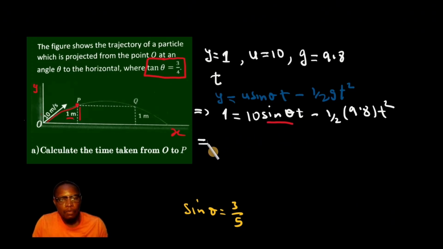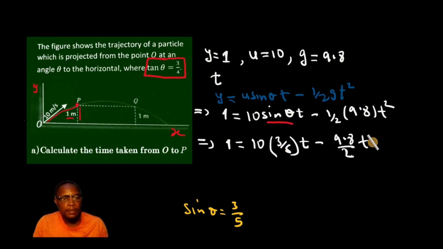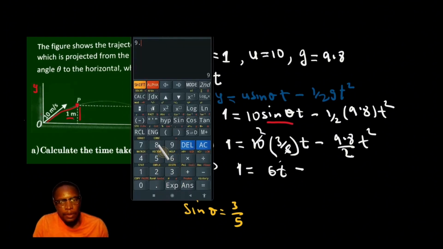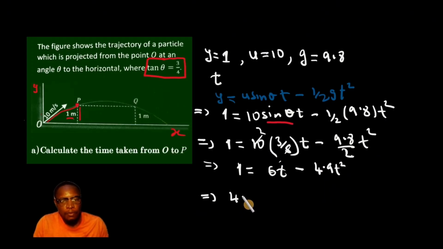Now I will substitute the value of sine theta in the equation of the vertical distance. That is 1 equals 10 times 3/5 times t minus 9.8/2 times t squared. 5 into 10 is 2, and 2 times 3 is 6. So 1 equals 6t minus 9.8/2, that is 4.9 t squared. Now that is 4.9 t squared minus 6t plus 1 equals 0.